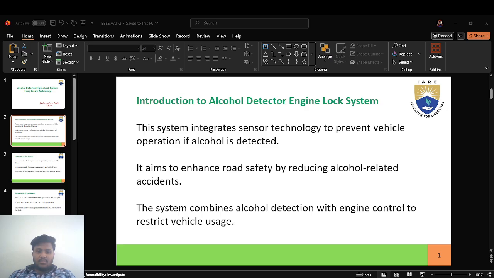This helps make roads safer by preventing drunk driving and reducing accidents caused by alcohol consumption. In short, the system acts like a safety guard. If alcohol is detected, the engine is blocked, and the vehicle cannot be used.